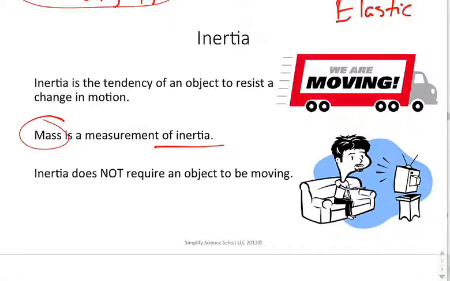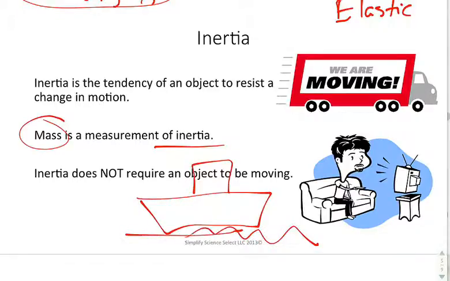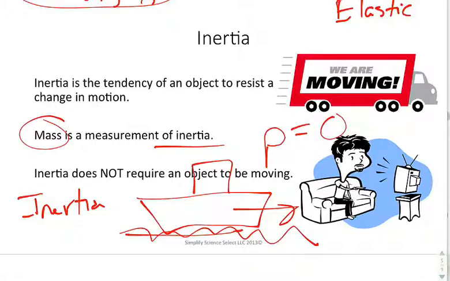They are different quantities. Inertia does not require an object to be moving. If you have a boat, you can see my great drawing of a boat, sitting in the harbor, if that boat is not moving, it still has inertia. It still has a resistance to a change in motion. So if I come and try to push the boat, it's not going to move very much because it's resisting the change in motion. But this boat sitting in the harbor would have zero momentum because it doesn't have any velocity.